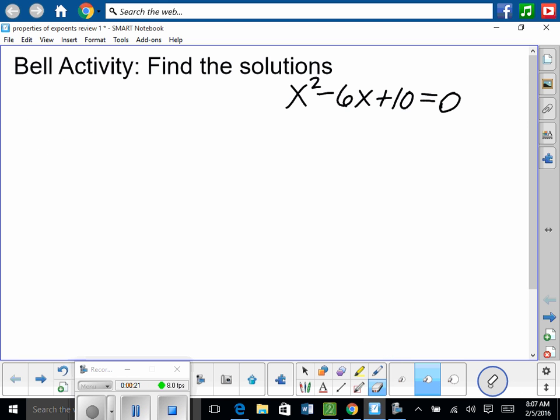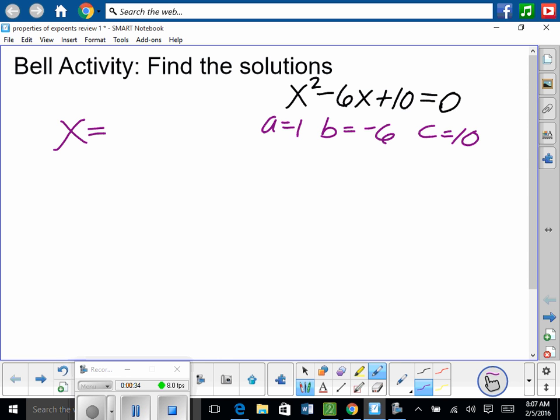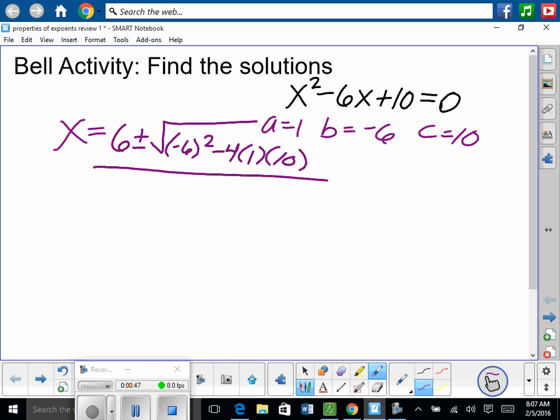So then I say, okay, if it's not factorable, I'm going to solve using the quadratic formula, because that always works for quadratics. So I know my a value is 1, my b value is negative 6, and my c value is 10. So I'm saying, okay, x equals the opposite of b, which will be positive 6, plus or minus the square root of negative 6 squared, b squared, minus 4 times a times c. I need to recalibrate. My pen's not writing where I'm writing. All over 2 times 1.